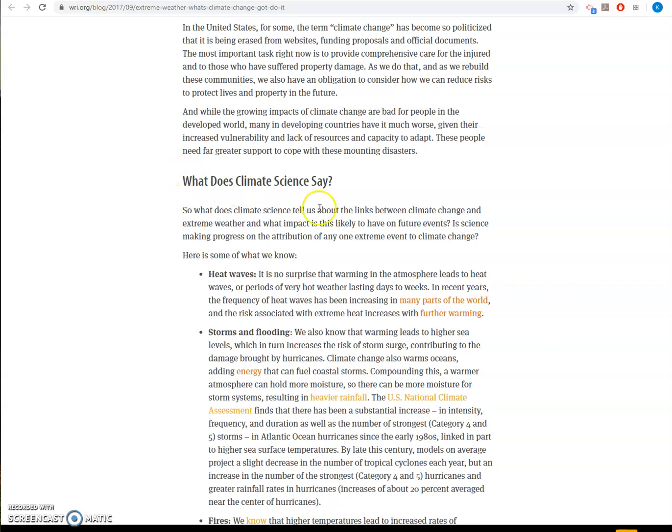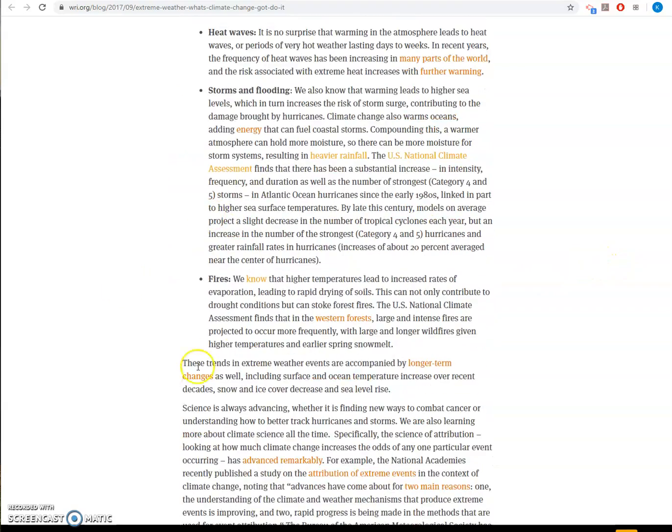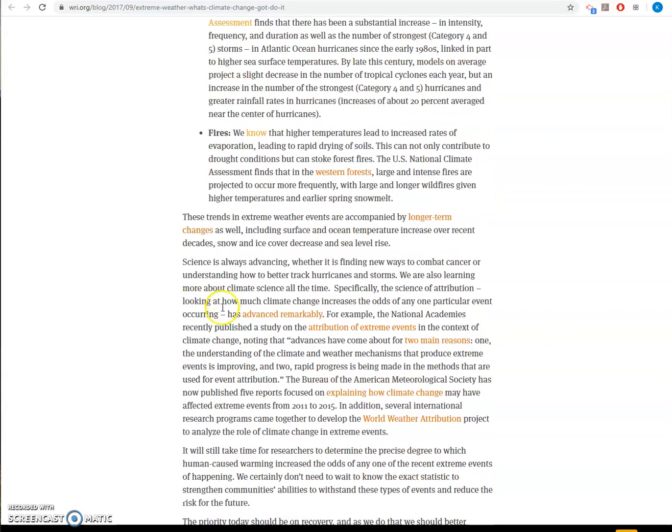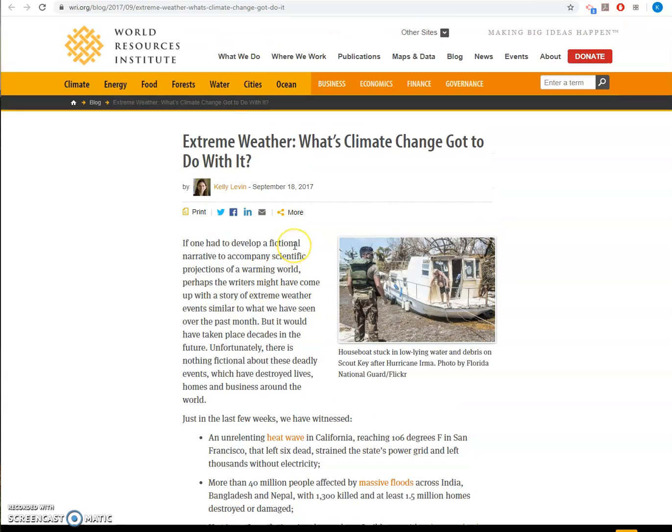So down here, what does climate science say? What are the scientists telling us? What's happening with heat waves? What's happening with floods and storms? What's happening with fires? How can we relate these things to climate change? This is going to help make a lot more sense, I think, to you guys.